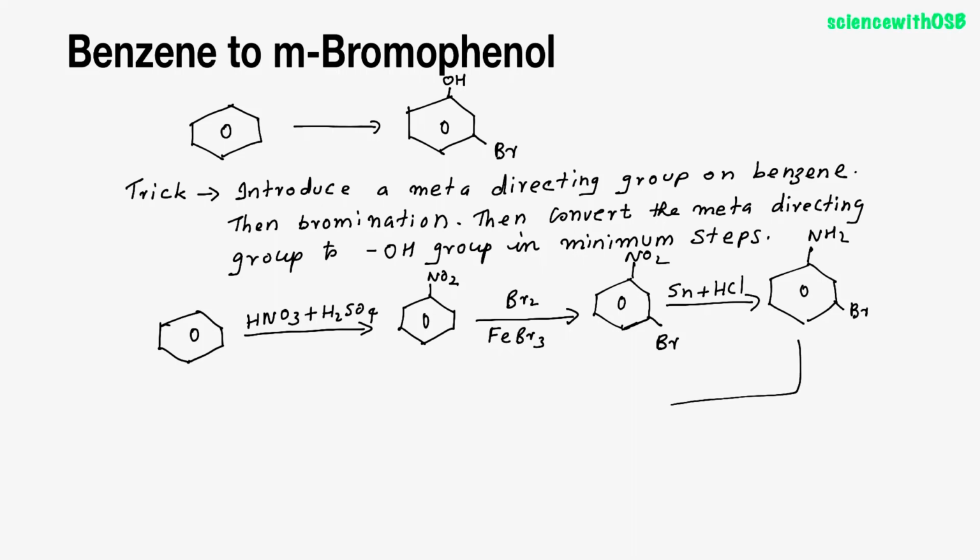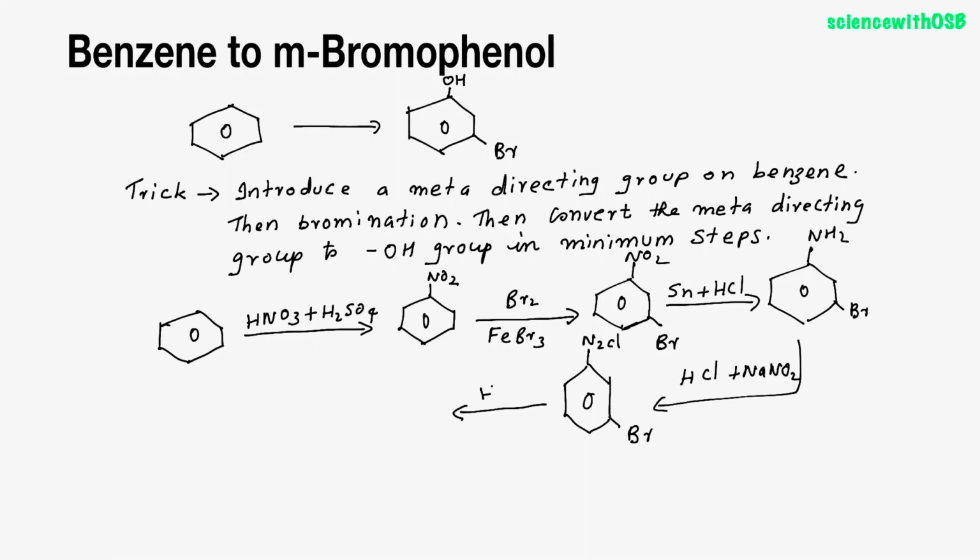Now what are we doing? We are adding HCl and NaNO2. So what will you be getting? You will be getting diazonium chloride, right? Diazonium chloride. Correct? N2Cl, and here you have bromine. And you know how to prepare phenol from diazonium chloride, right?